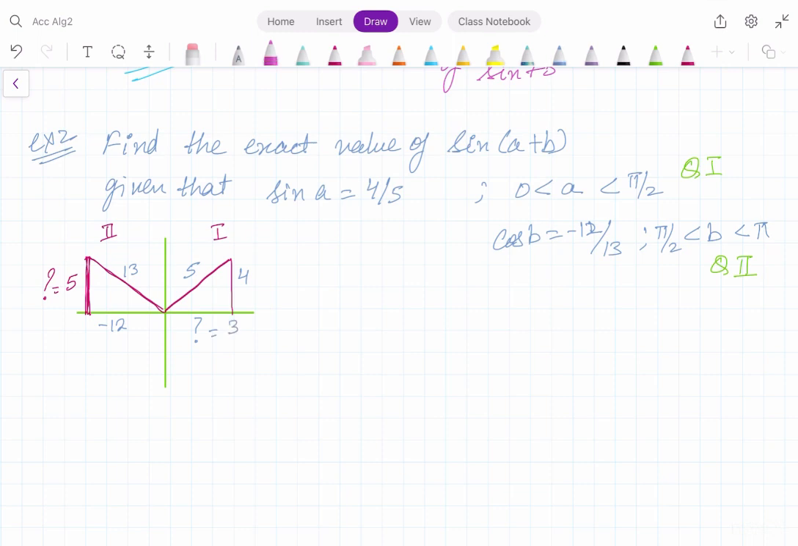Now we have all the sides, we can figure out what will be cos A and what will be sine B, because they want sine A plus B. So sine B will be 5/13 and cos A will be 3/5. Now let's apply the formula for sine A plus B. Remember, sine goes along with cos. So sine A cos B plus sine B cos A. And let's plug all the values in.